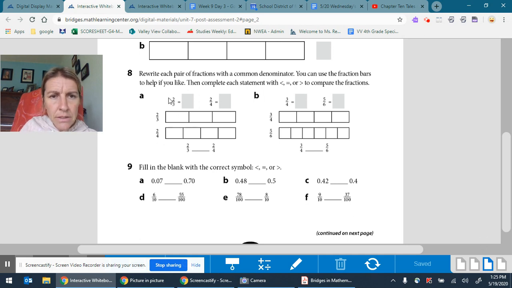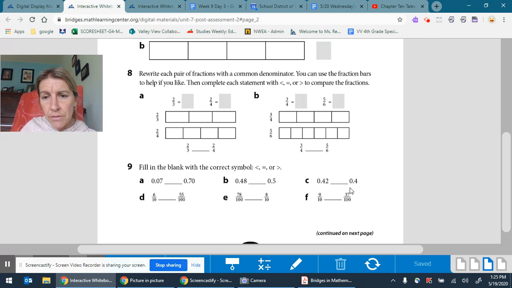So you want to rewrite 2/3 and 2/4 to have a like denominator here, and decide which one's greater than, are they equal to or less than. And number 9, fill in the blank with the correct symbols.